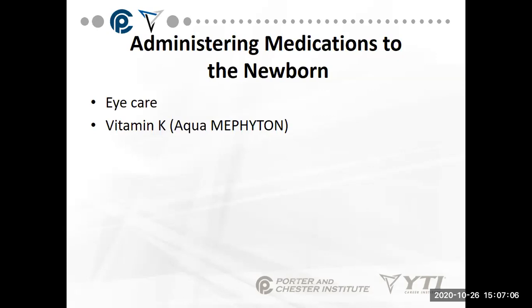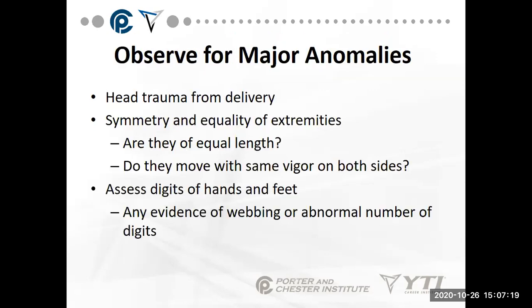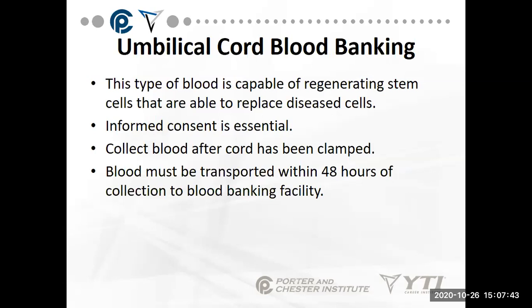Okay. And then any type of medication, like an intramuscular injection, vitamin K is one of them, and this is going to assist in blood clotting. And then you're going to observe for any other abnormalities like head trauma, symmetry and equality of the extremities, the length of the baby. Do they move? You're going to look at how many fingers, the digits, the toes. All these questions the parents will actually be asking you. So you're going to be doing that.